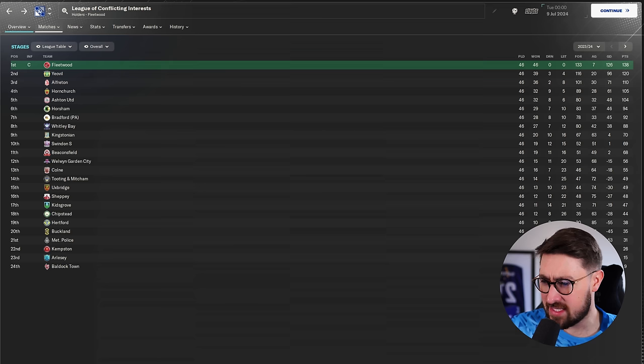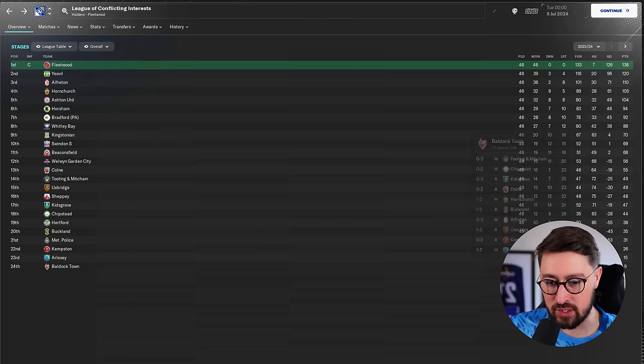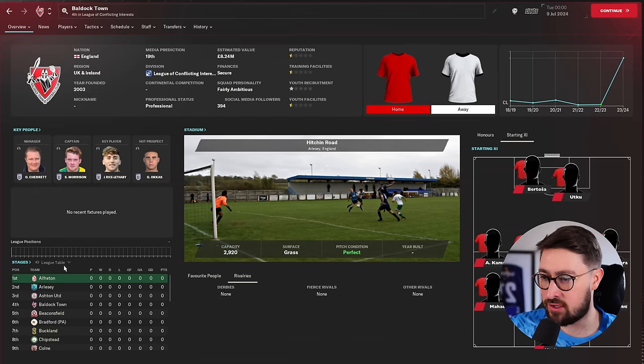What's the League of Conflicting Interests? Okay, you get huge cash prizes every time you lose a game, but no rewards for winning. So they've won 46 games. You'd get nothing for winning. So these teams down here, Baldock Town, for example, lost 39 games. They should have huge money.